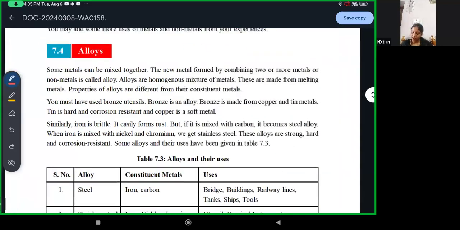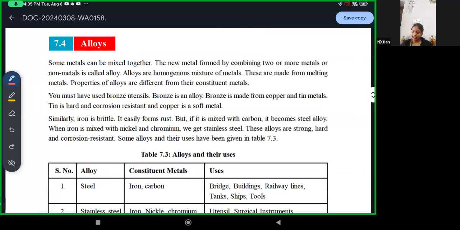So let's talk about alloys. What's an alloy? Now, when metals are mixed together, the new thing that's formed, which is like a mixture of more than one metal, is known as an alloy. Alloys are homogeneous mixtures of metals. These are made from melting metals. Okay, see how it's rhyming. Made from melting metals.